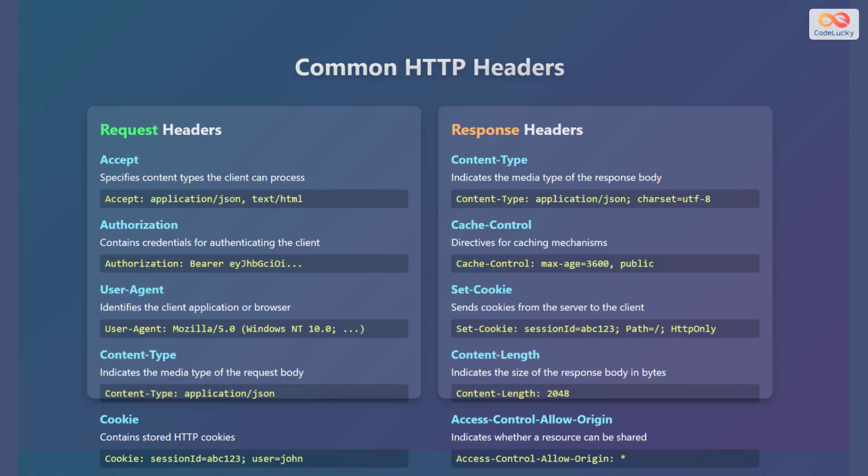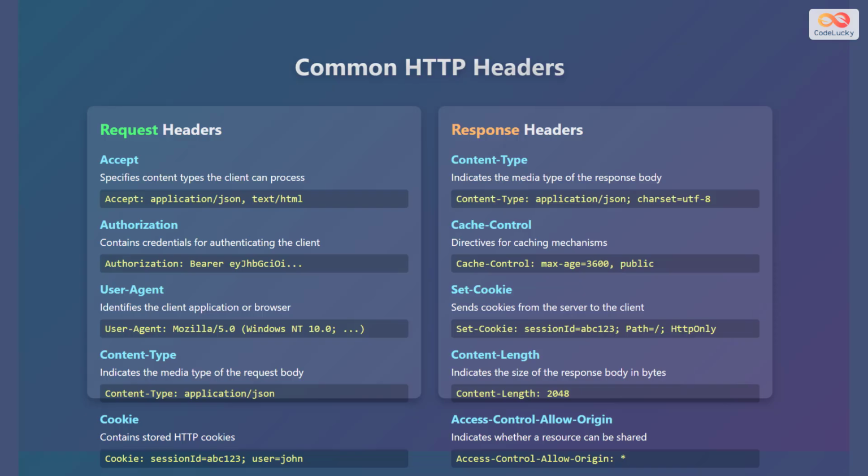Accept specifies the content types the client can process. Authorization contains credentials for authenticating the client. User agent identifies the client application or browser. Content type indicates the media type of the request body. Cookie contains stored HTTP cookies.